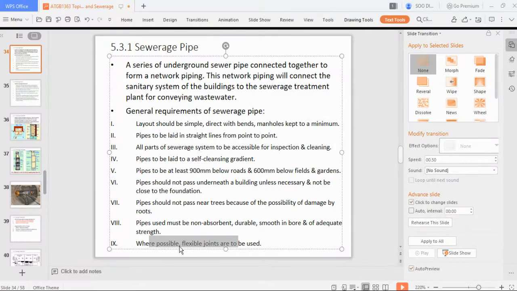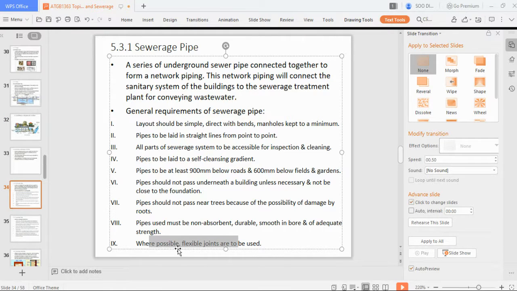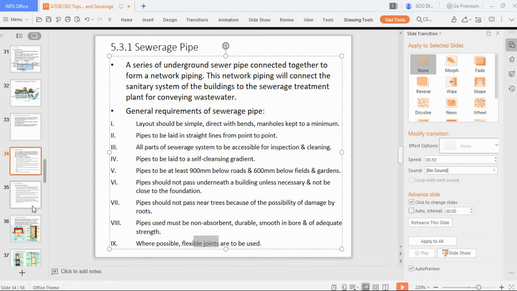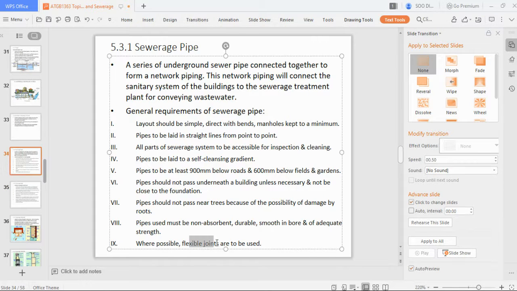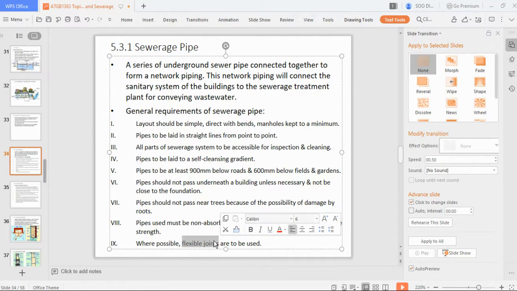And then finally, where possible, flexible joints are to be used. This flexible joint is because of the impact of water, the flow of water. So when water is flowing, if you were to have a very direct bend, and there's impact of water, the pipe will actually dislocate due to the impact of the wastewater if you were to have bends.